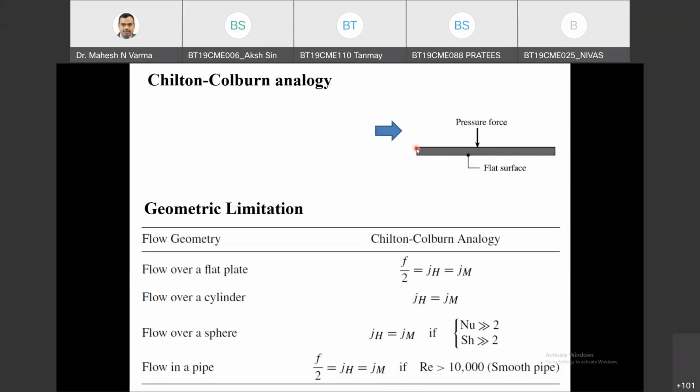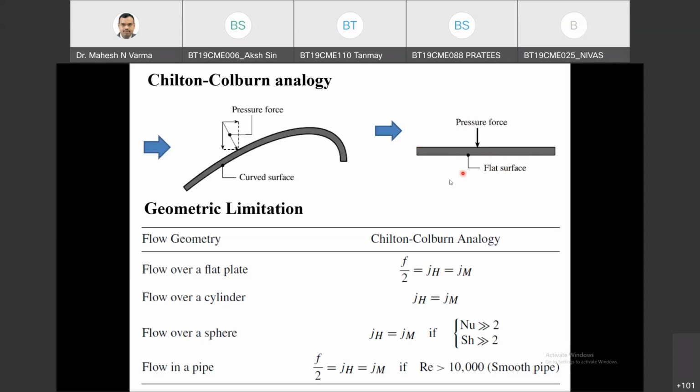So here you can see, while calculating shear stress, which is nothing but momentum flux, the total area, width into length, is taken into account. It will be force per unit area. Similarly, for calculating heat flux, again the same area is used. For mass flux, also the area is the same.